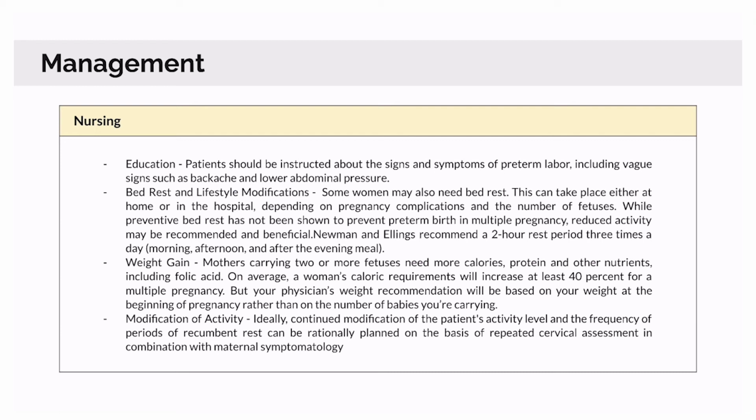Next is weight gain. Mothers carrying 2 or more fetuses need more calories, protein, and other nutrients, including folic acid. On average, a woman's caloric requirements will increase at least 40% for a multiple pregnancy, but your physician's weight recommendation will be based on your weight at the beginning of pregnancy rather than on the number of babies you are carrying. Lastly is the modification of activity. Ideally, continued modification of the patient's activity level and the frequency of periods of recumbent rest can be rationally planned on the basis of repeated cervical assessment in combination with maternal symptomatology.